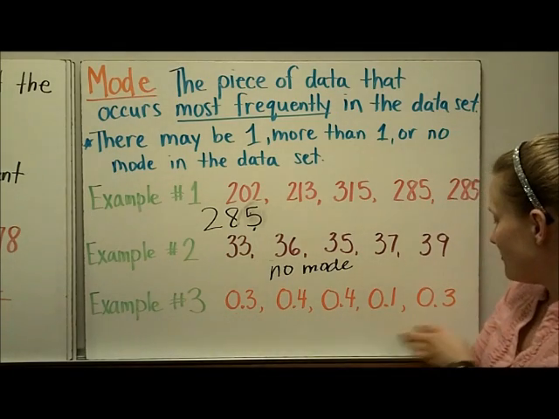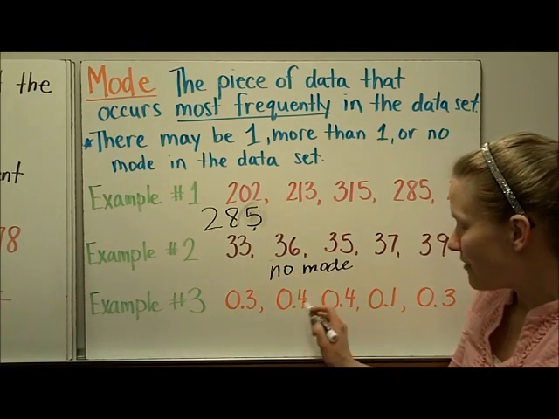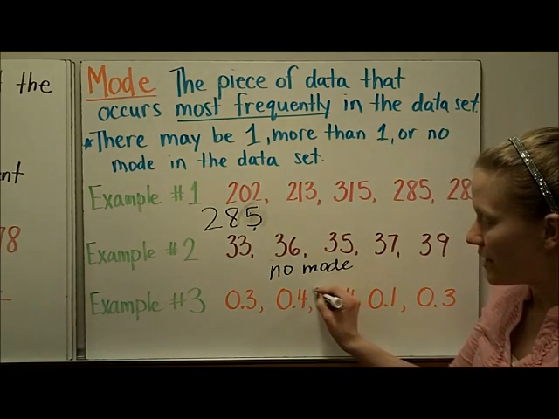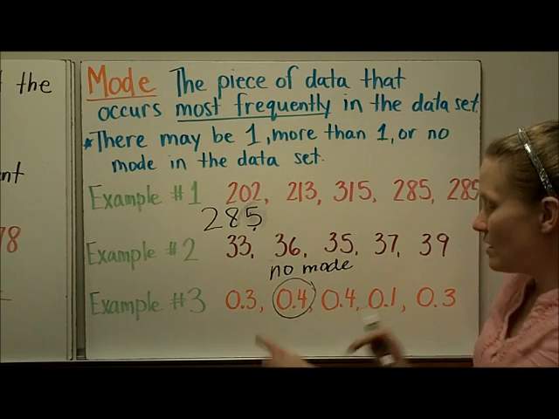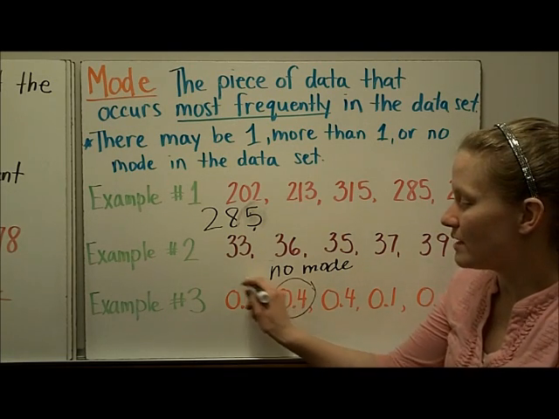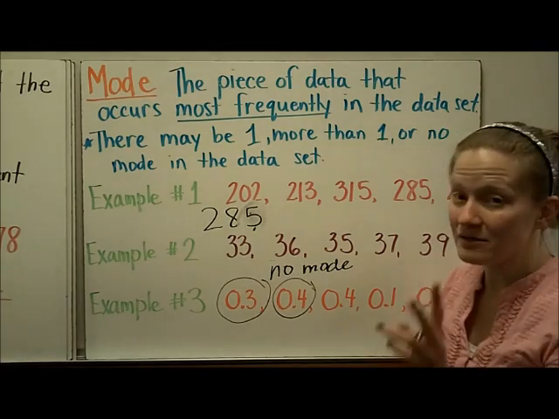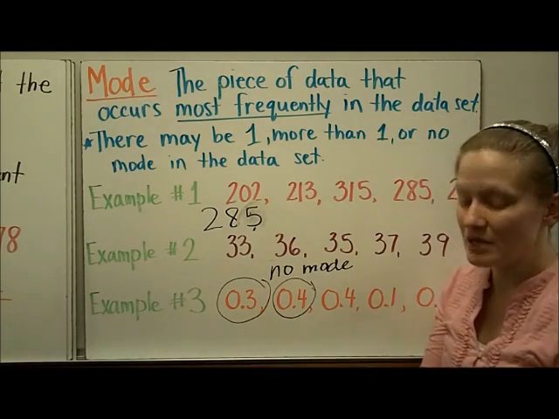In this set, I have decimals, and I have 4/10 twice, so that's a mode, and I also have 3/10 twice. So this set of data has two modes, 3/10 and 4/10.